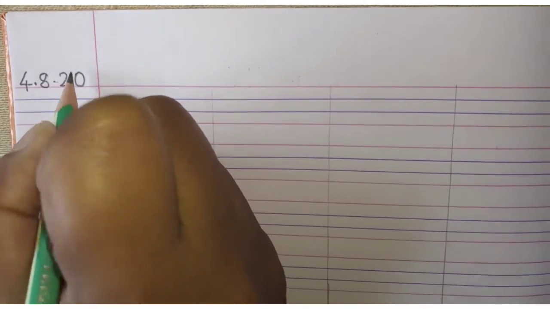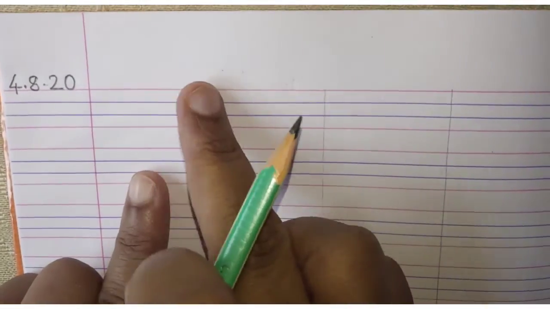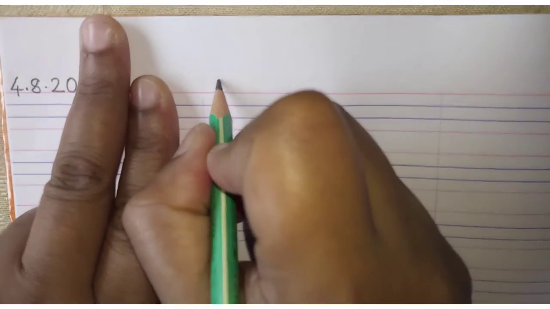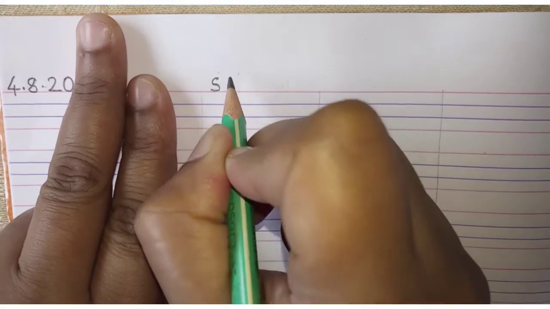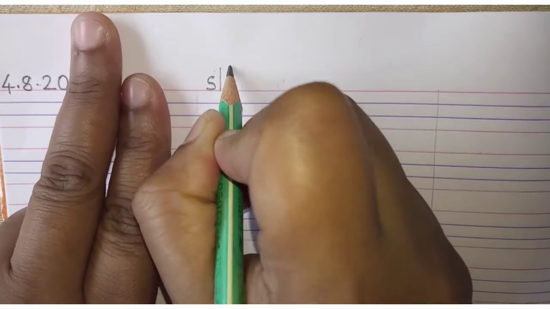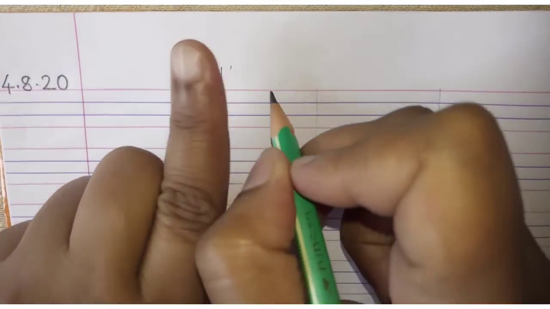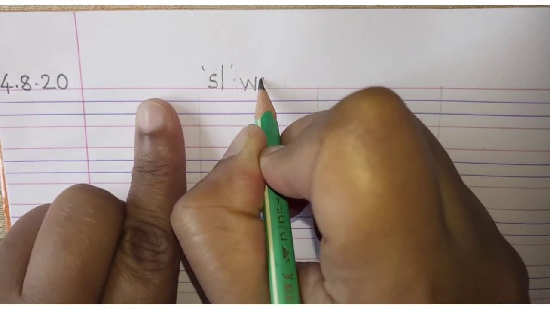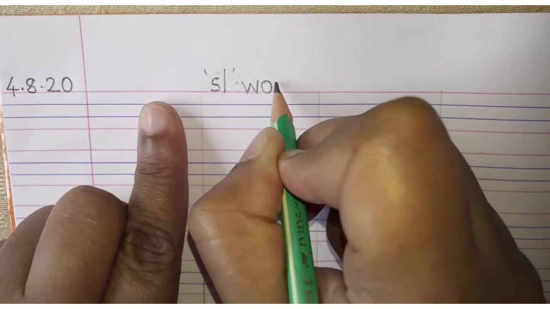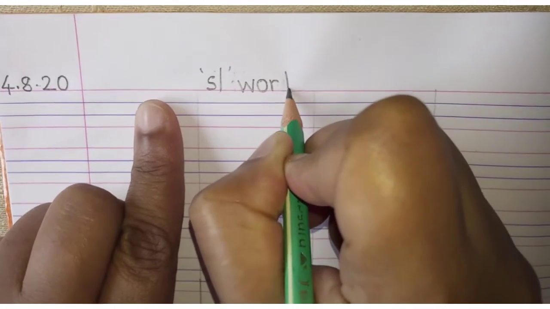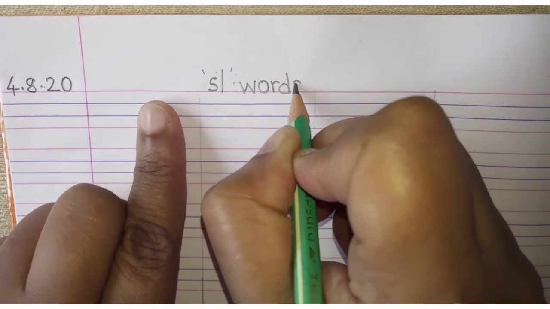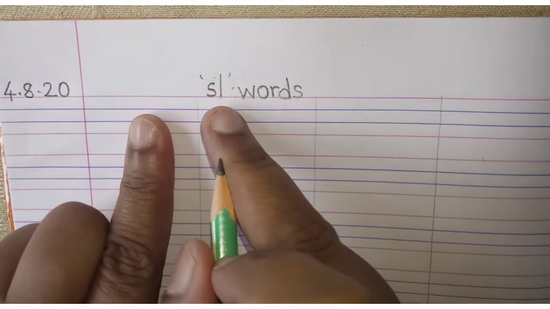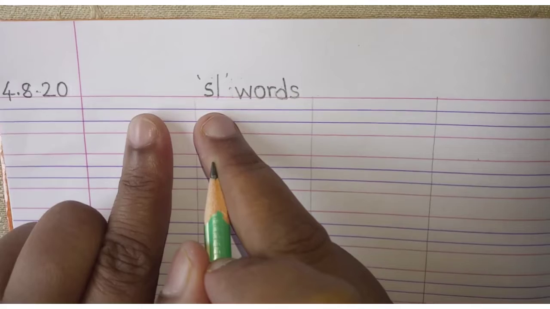4.8.20. Now the heading on the red margin line itself, leave 2 fingers space. S, L, 1 finger space. Words, W, O, R, D, S. SL words. The sound of SL, sl.